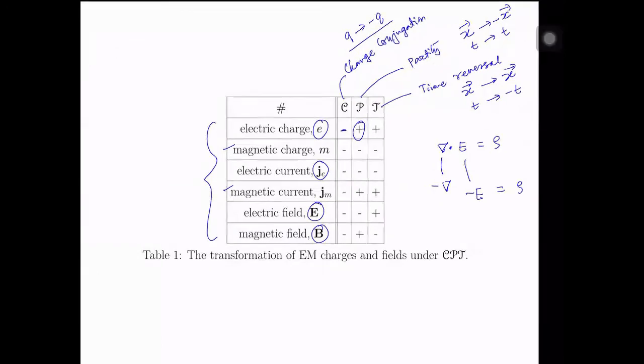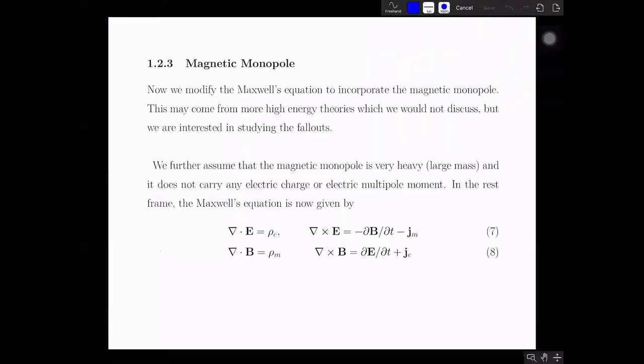The next thing is basically magnetic monopoles. We want to modify Maxwell's equations and incorporate magnetic monopoles, both magnetic charges and magnetic currents. Some of these fundamental theories, which are valid, seem to suggest that there exist such excitations. But we are not going to try to understand how these theories lead to magnetic monopoles. Instead, what we want to understand is, if this is what is happening, what are the fallouts of such magnetic charges and magnetic currents?